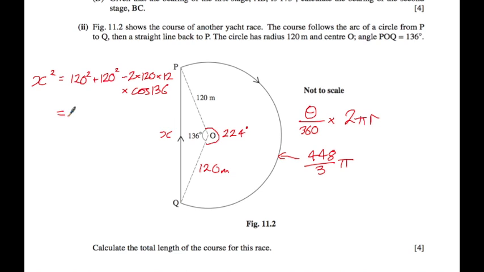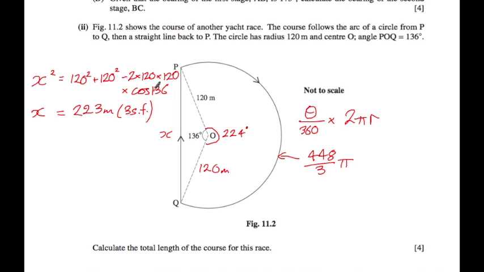Okay, so again, amuse yourselves while I enter that into my calculator. 2 times 120 times 120 times cos 136, and that gives me x squared is about 49,000 or something, so I'm going to square root it, and that gives me 223 metres to the nearest metre. Okay, so that's 3 significant figures.